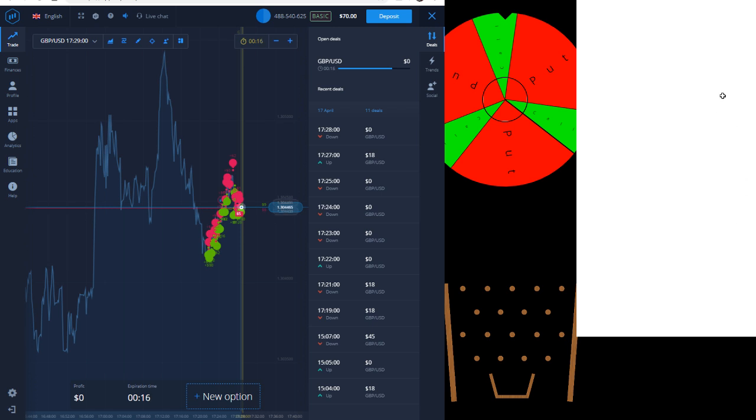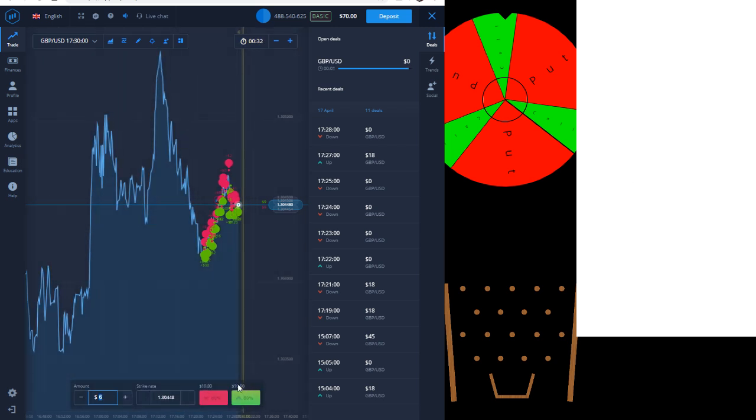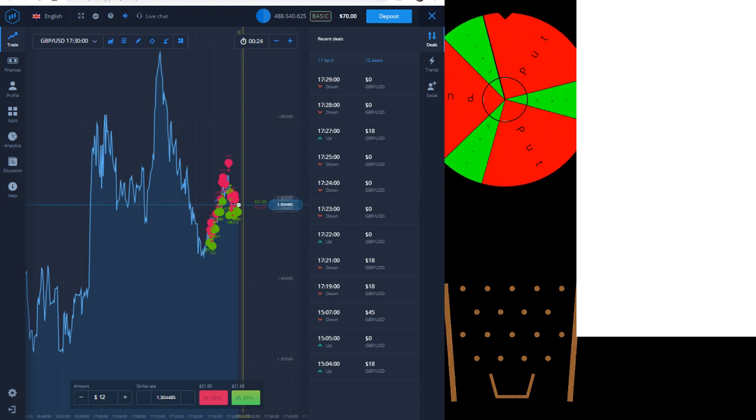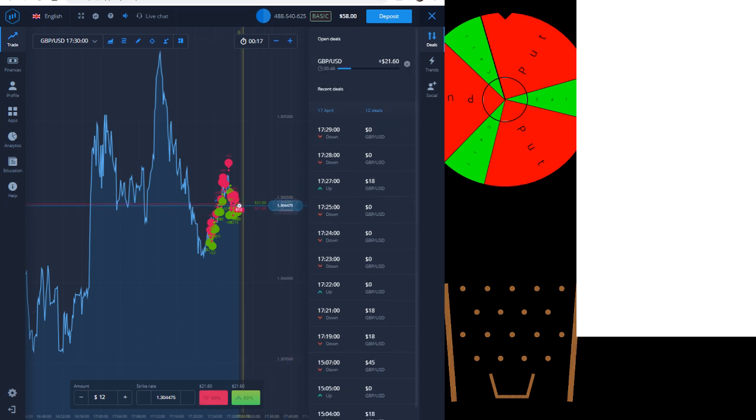So where are we going? And if I lose that one, I have to make that 12 my next trade. So I'll just type this in, 12. Did I do downwards? Okay, I should follow the wheel. Let's follow the wheel. Okay, this time the wheel says put. I'm gonna go with put. 40 seconds. Let's see.